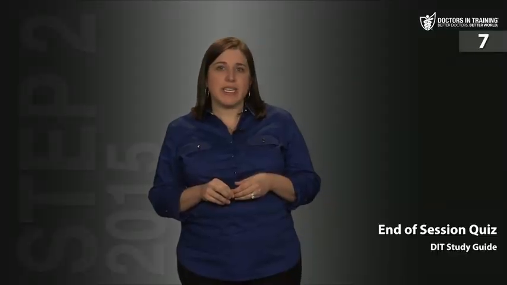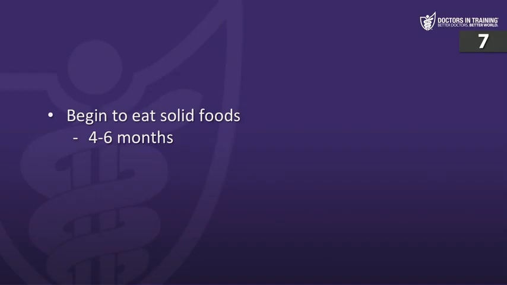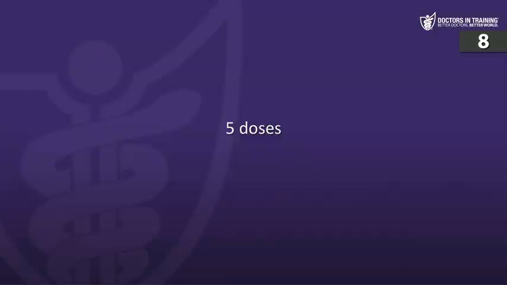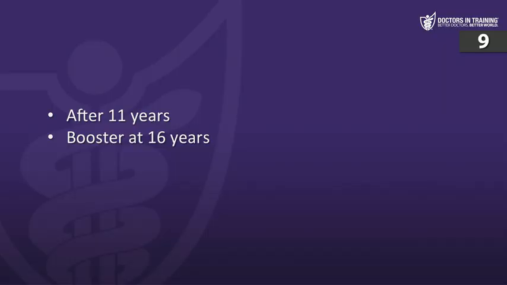When can children begin to eat solid foods? 4 to 6 months. And when can children drink cow's milk? At a year. Next, how many total doses of the DTaP vaccine should a 6-year-old have received? 5 doses. And last one, at what age is the meningococcal vaccine indicated? After age 11 and a booster at 16.